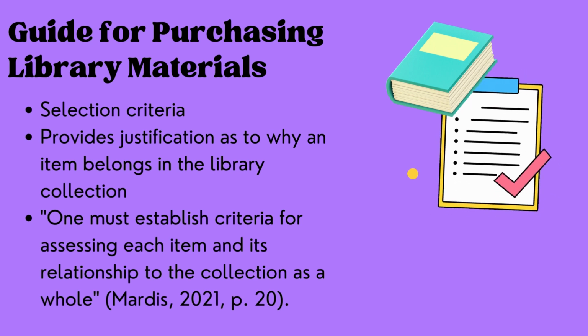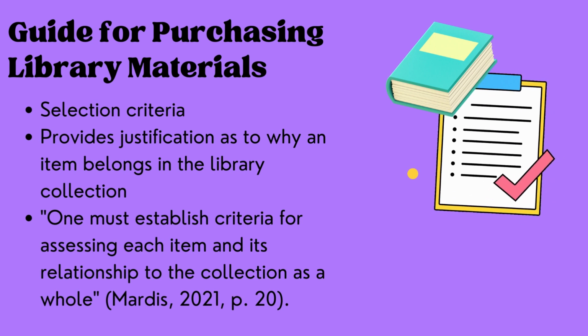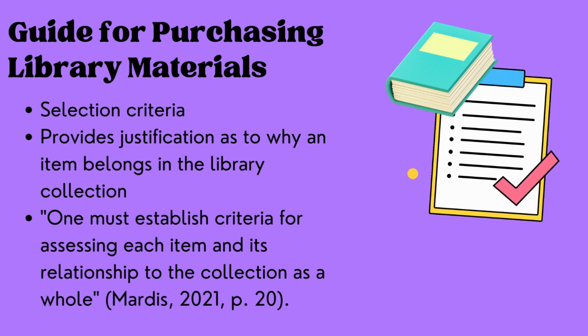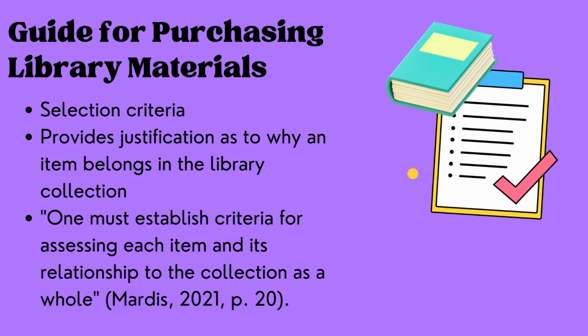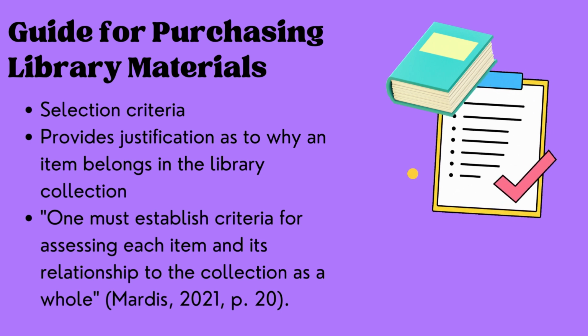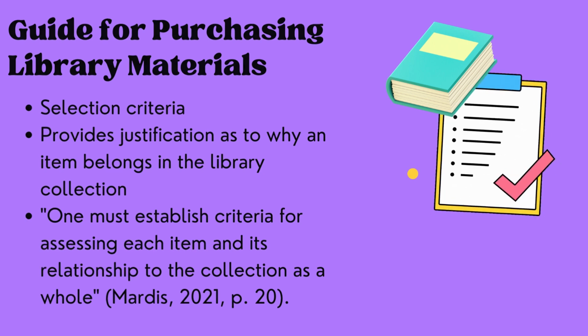The first reason is to serve as a guide for purchasing library materials. A collection development policy provides selection criteria, which provides justification as to why an item belongs in the library collection. A quote from the book said, "One must establish criteria for assessing each item and its relationship to the collection as a whole." So it lets the librarian know the reason why they should purchase something, if it supports the curriculum, if it meets a certain standard, if it helps with project development.